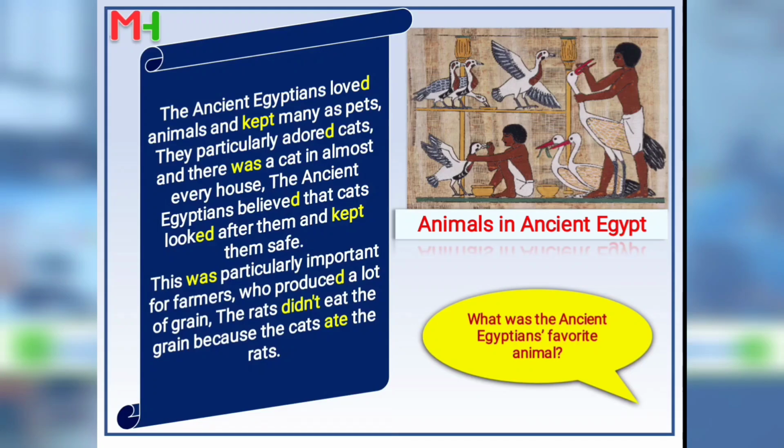The ancient Egyptians loved animals and kept many as pets. They particularly adored cats, and there was a cat in almost every house. The ancient Egyptians believed that cats looked after them and kept them safe. This was particularly important for farmers who produced a lot of grain. The rats didn't eat the grain because the cats ate the rats. So, animals in ancient Egypt is very important.